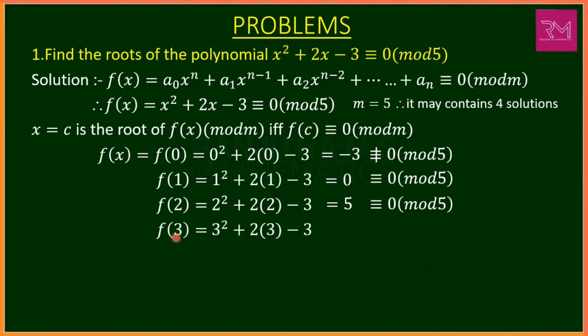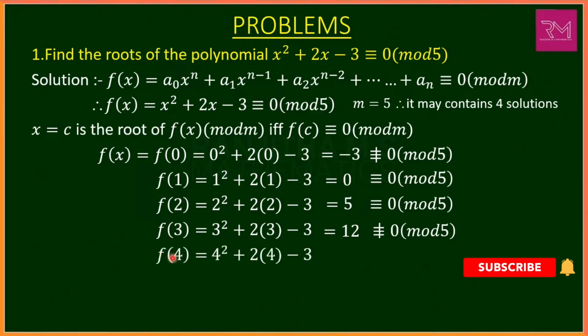Similarly, we check for x equal to 3. Substituting x as 3 gives 3 square plus 2 into 3 minus 3. 3 square is 9, plus 2 into 3 is 6, 9 plus 6 is 15, minus 3 is 12. So 12 is not congruent to 0 mod 5, because 5 does not divide 12. Therefore, x equal to 3 is not a root of the polynomial congruence.